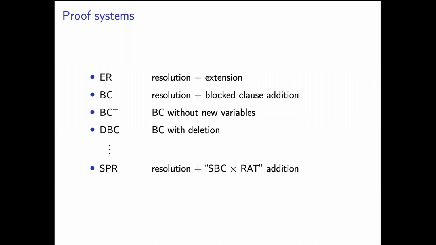And this is a system that I haven't defined, but just so you know, there is such a system that is like a marriage of the two definitions that I've shown. I've shown you SBC and I've shown you RAT. They were generalizing BC in different ways. You could just mix them together to get another proof system.